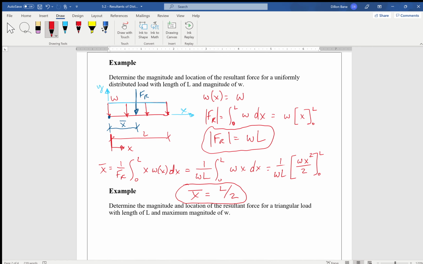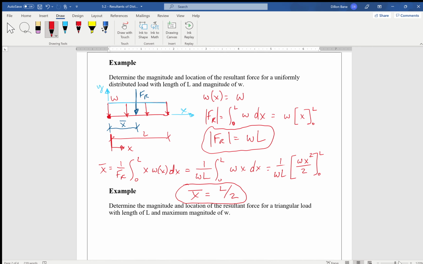So that makes sense. And also, since it's a rectangle, it makes sense that the resultant force is just acting in the middle, right? It's completely uniform. So you would imagine that the resultant force would act in the center, and mathematically it does. We found that the force resultant acts at L over 2 from this point that we started x at, this point over here in the bottom left of the load, right?